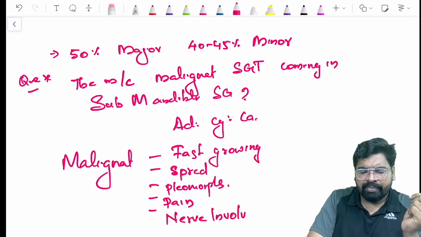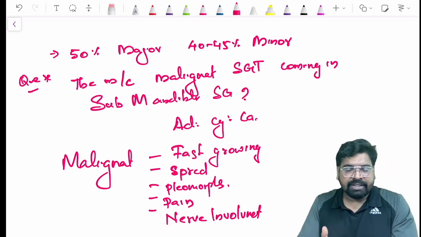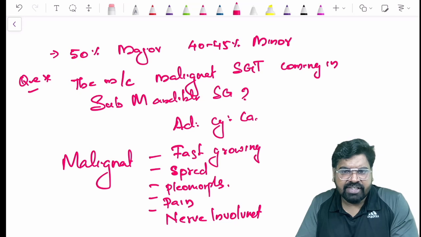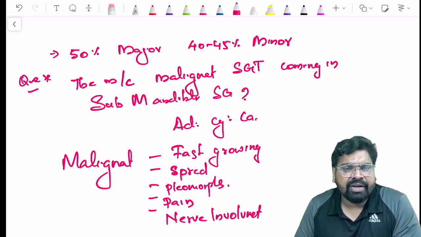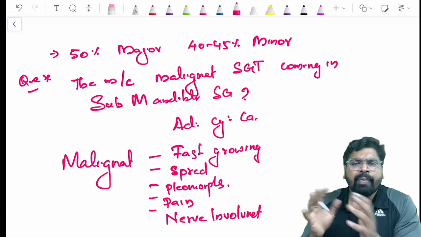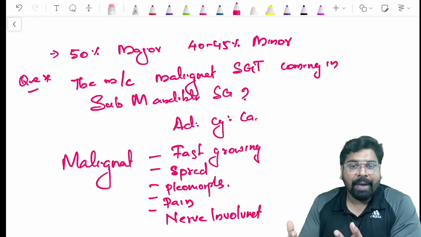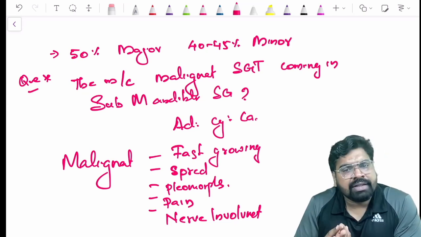Nerve involvement means the patient will have numbness in that area. Loss of sensation and numbness are all seen in malignant tumors. So malignant lesions will be more symptomatic. That is one other thing you should know.